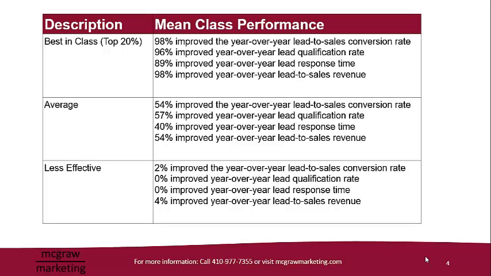Now, this is a diagram that shows the actual performance results of best-in-class, average, and less effective sales and marketing organizations. And as you can see with best of class, they're outperforming the other two groups substantially. 98% of them are improving year-over-year lead to sales conversion rates. 98% is improving year-over-year lead to sales revenue. And with the other groups, average, it's in the mid-50s, and for less effective, it's almost flat to no improvement whatsoever.